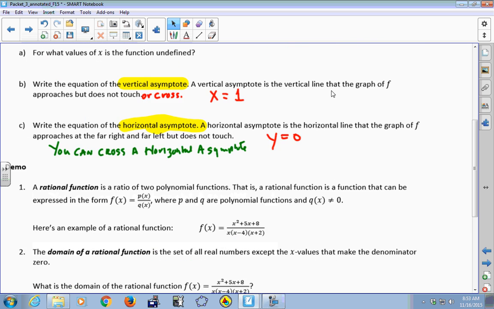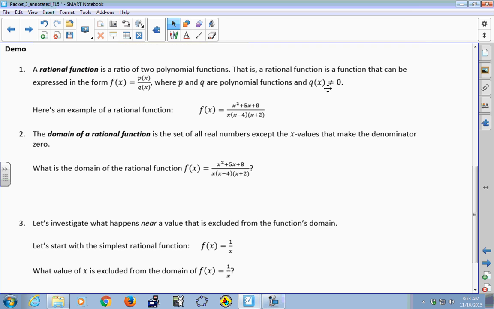All right, so let's take a look at the formal definition now of rational functions, and we'll take a look at 2 parent functions that you'll be able to work with today. So Lucas, since you're here today, I'll give you an opportunity to read number 1.